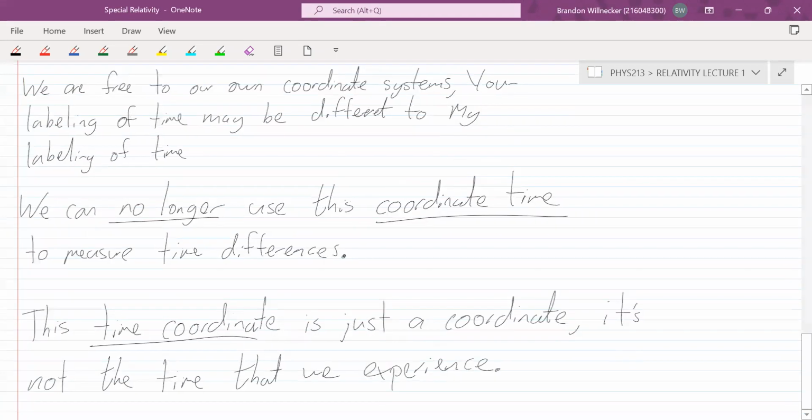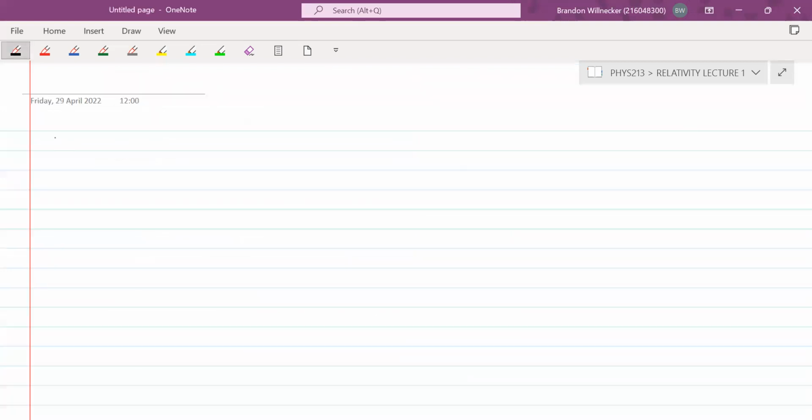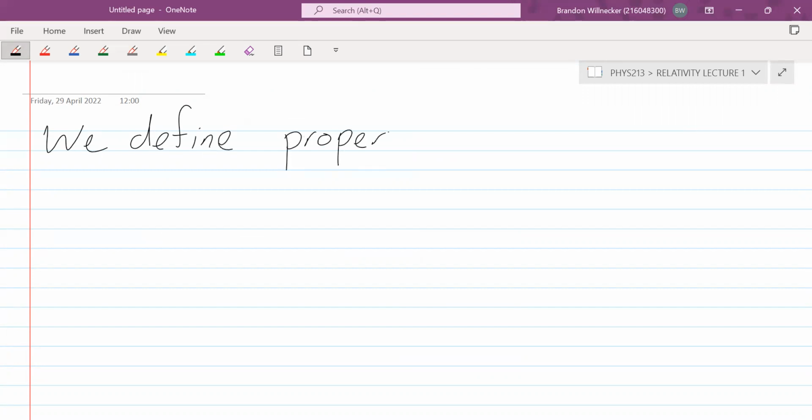The way that we do that is we define the so-called proper time. So this is separate from the coordinate time that just labels a point in space. Physics shouldn't depend on the labeling. So we define something that is label independent, or coordinate independent, if you want to think about it like that.